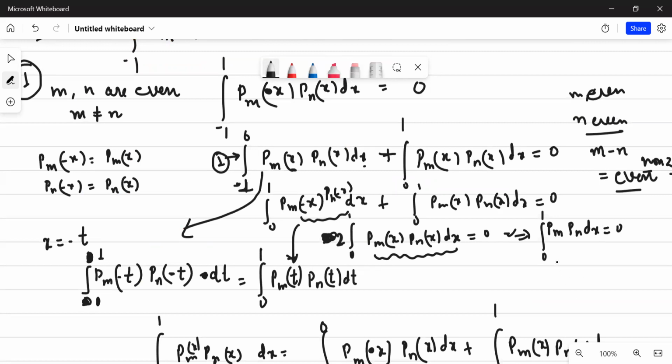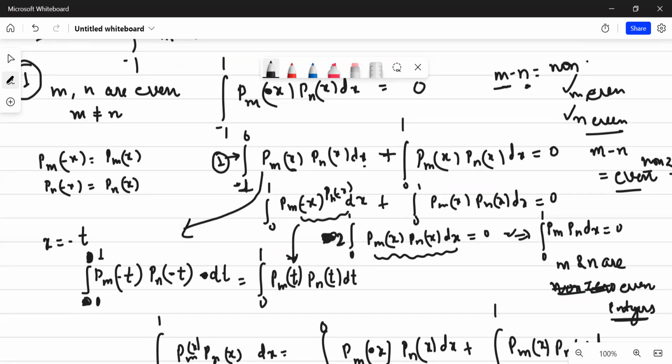dx equal to 0, provided m and n are even integers. Understand the fact that both of them are not equal. If both of them are not equal, and if m is even, n is even, subtract m minus n. So what you'll get? If m is even, n is even, their subtraction would also give you a non-zero even integer. Is that clear? It will give you a non-zero even integer.